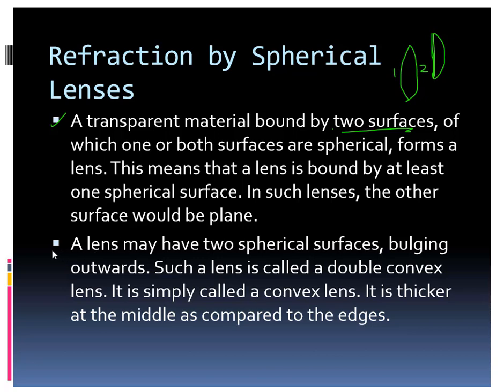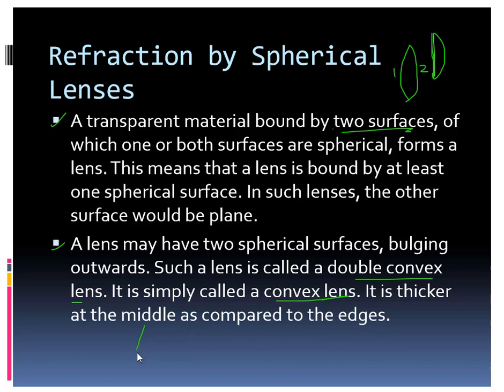A lens may have two spherical surfaces bulging outwards. Such a lens is called a double convex lens. This name you should remember. It is simply called a convex lens. It is thicker at the middle as compared to the edge.